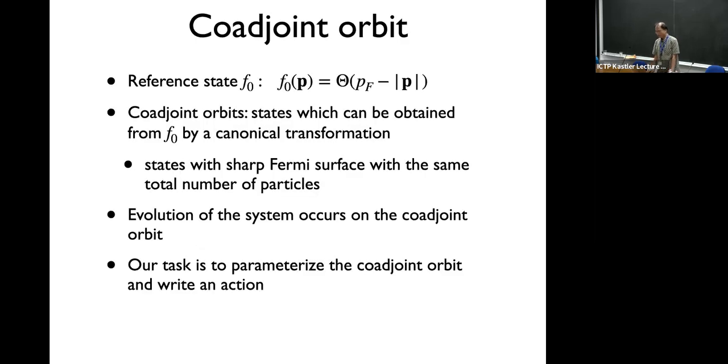Okay, so now let's go back to the problem of the Fermi liquid. Let's try to construct the coadjoint orbit. For the coadjoint orbit, we take the reference state and try to apply different canonical transformations on that reference state. And our reference state is simply the state with a spherical Fermi surface.